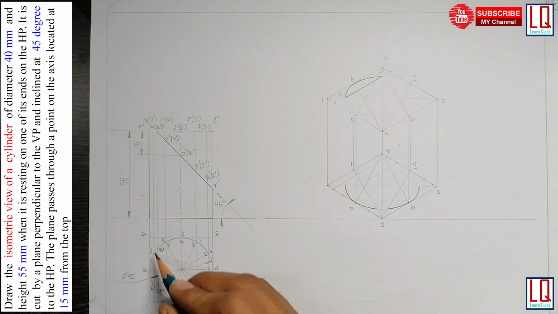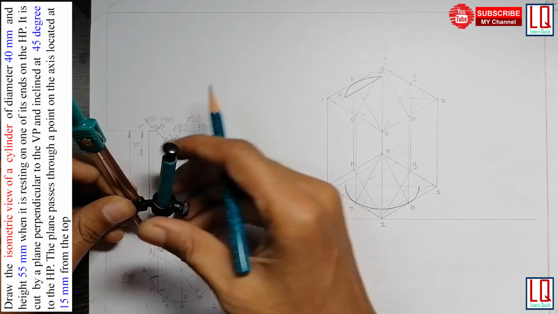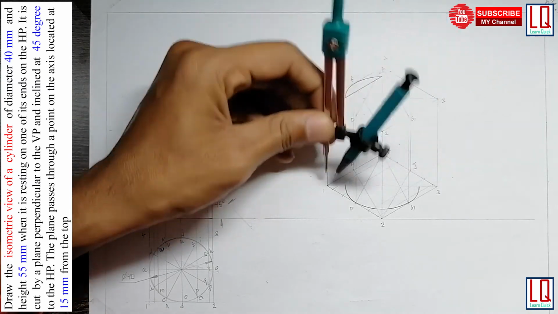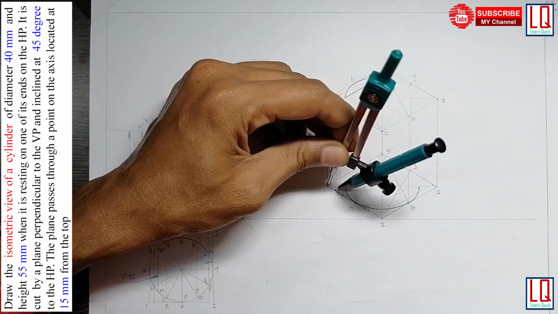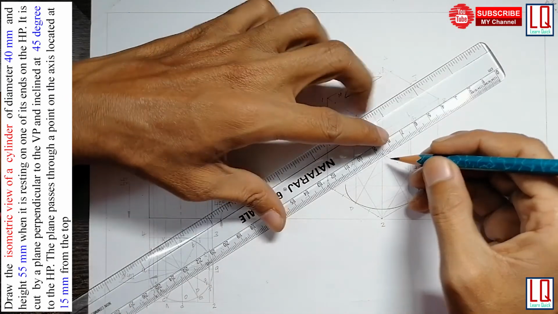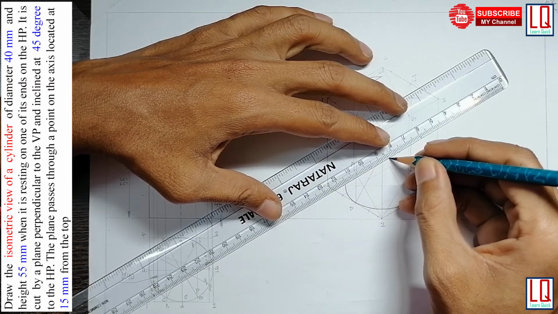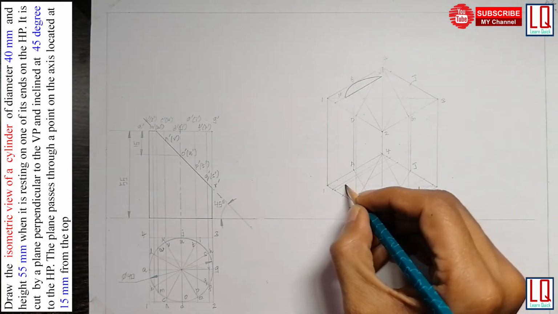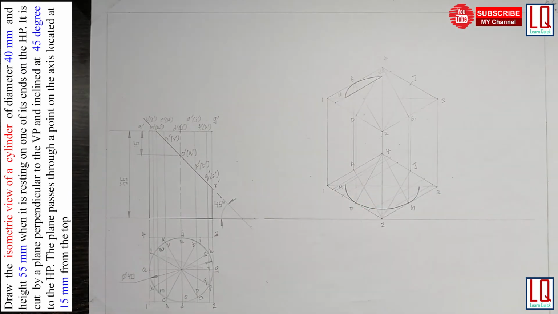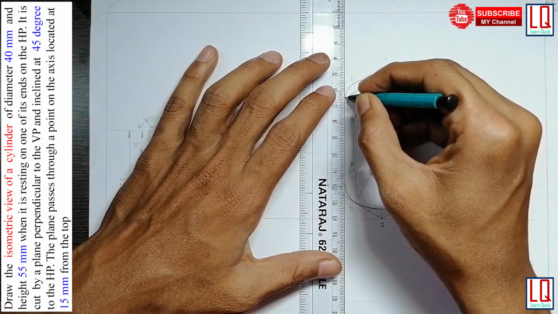Similarly, to locate M in the base plane, I measure the distance between 1 and M, just like we did in the top plane. So I mark the distance here and we draw a reference line. Now I mark this point as capital M and join M and M, the base plane and the top plane.